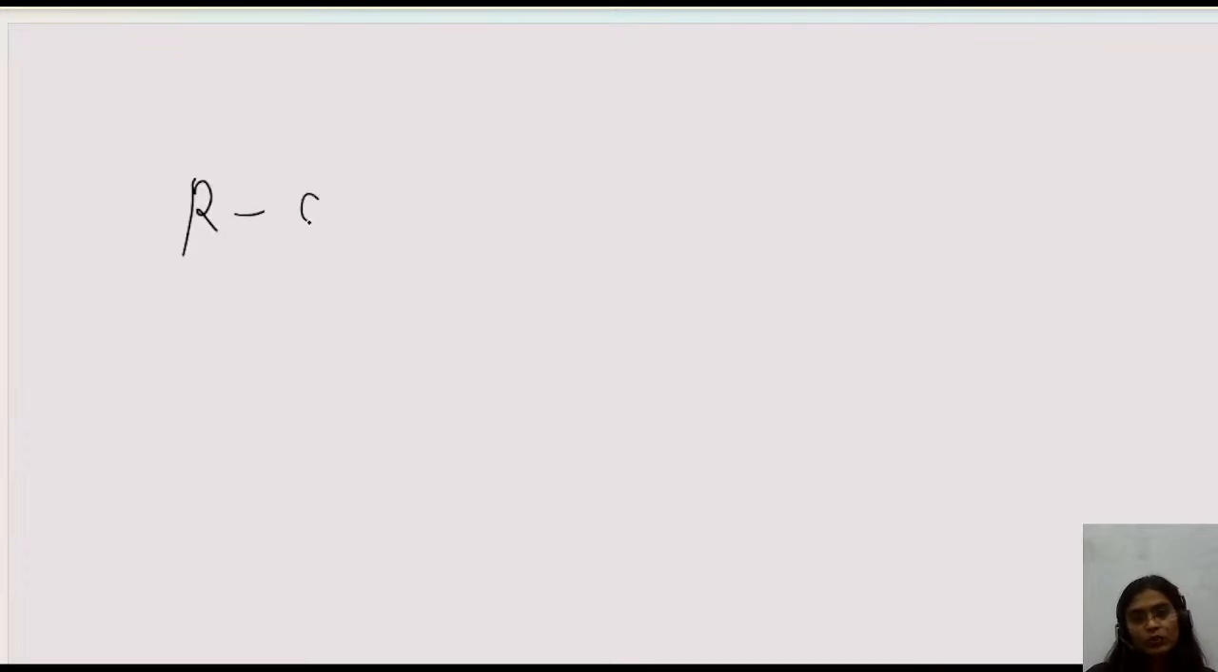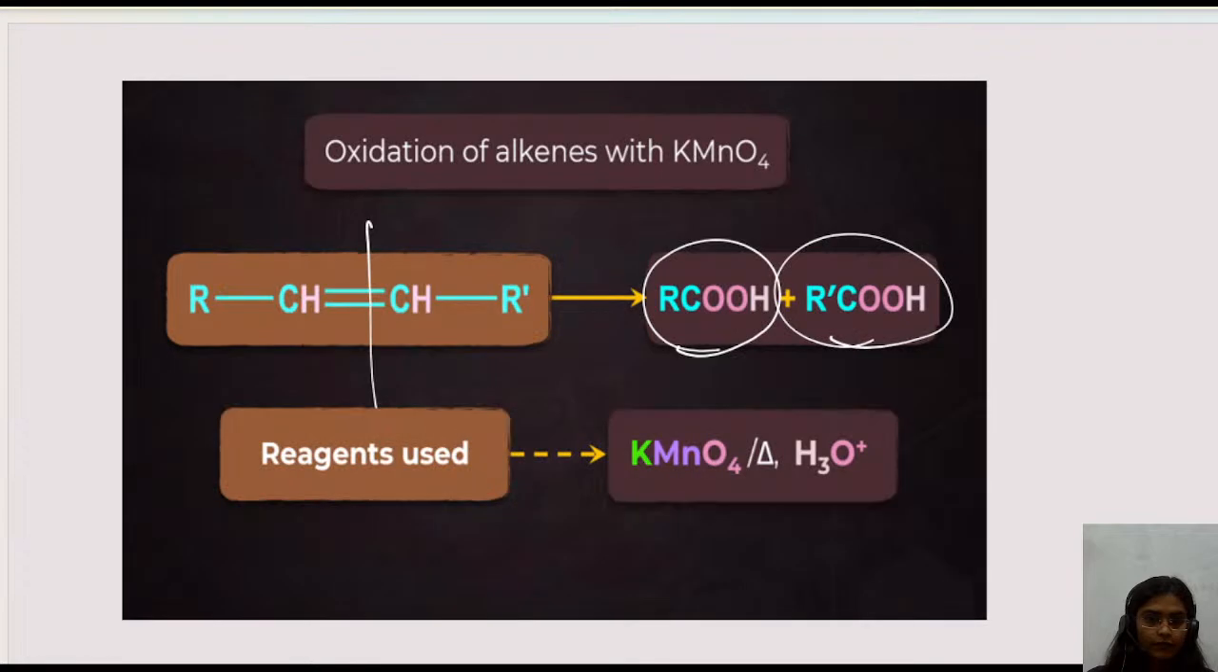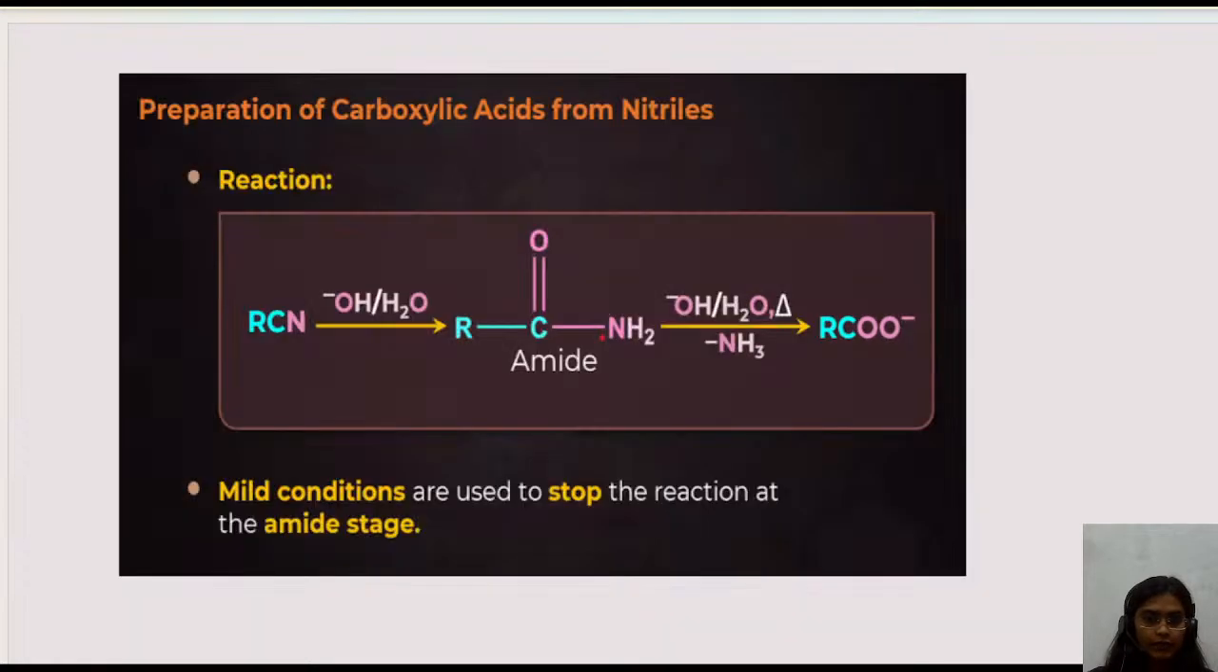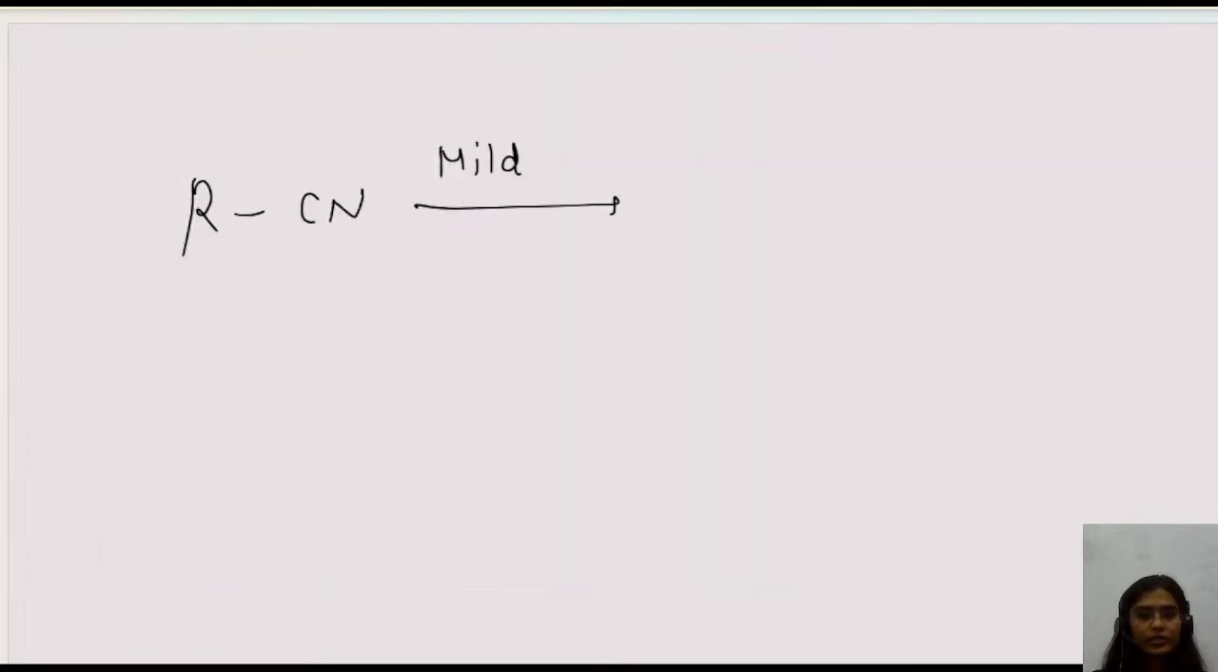If I am using RCN, and let's suppose we undergo the mild condition. Okay, here, just come here. In this case, what is written there? If you're using a mild condition, first read the statement. If you're using a mild condition, the reaction stops at the amide stage only. If in the same reaction I'm using mild hydrolysis, or you can say partial hydrolysis, that is a good point, that is a partial hydrolysis.